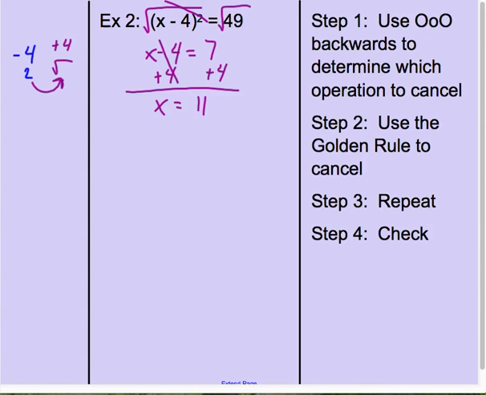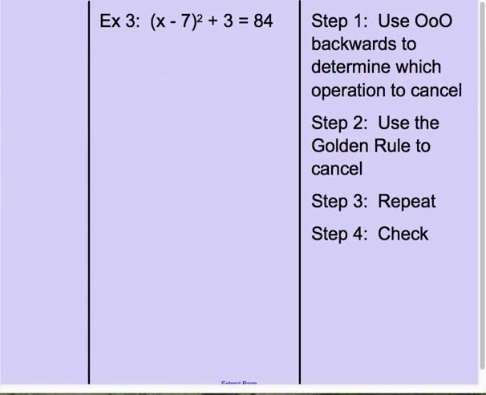Next, I'm going to check my answer, substituting 11 into my original equation for x. Order of operations. We already figured out what order of operations was here, so we don't have to really think about it again. 11 minus 4 is 7, and 7 squared is 49. I've only got one more example.